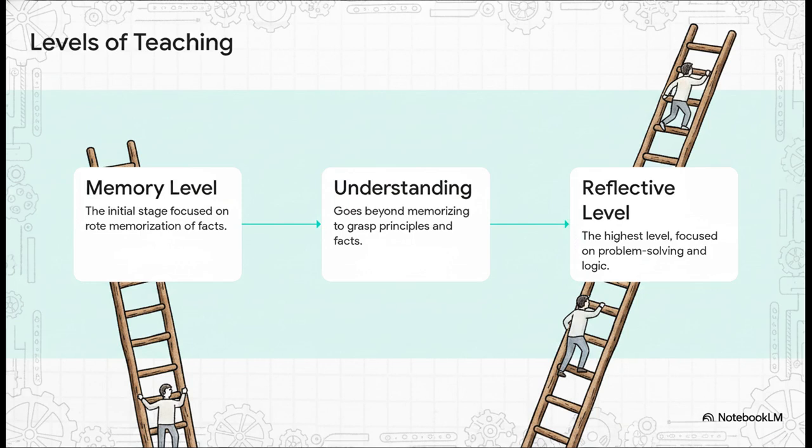A really great way to think about this is like you're climbing a ladder. It's pretty simple. You can't just teleport to the top rung. You have to start at the bottom. So we'll begin with the most basic level, which is memory. And then we're going to climb all the way up to the top, the reflective level.